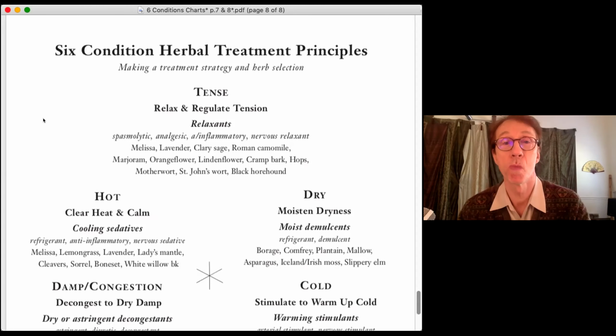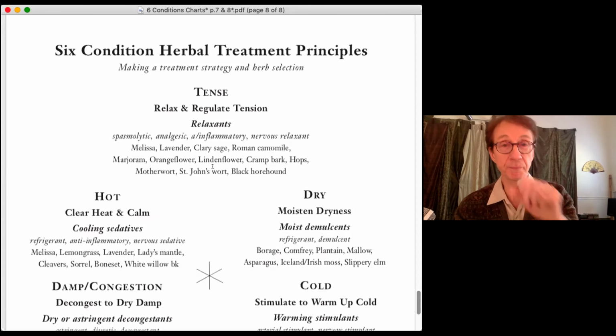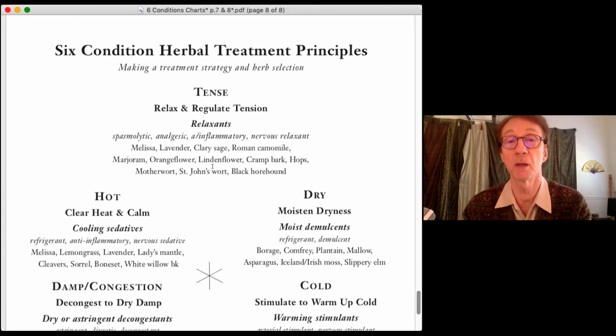Okay. So, and here's a checklist of herbs: melissa, lavender, clary sage, Roman chamomile, etc. Let me go into some of those.